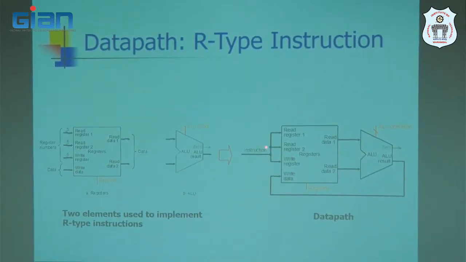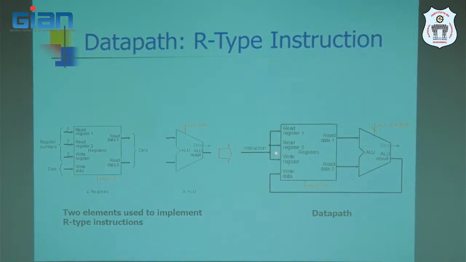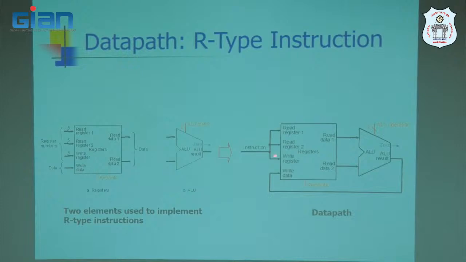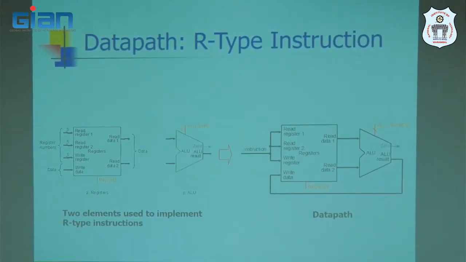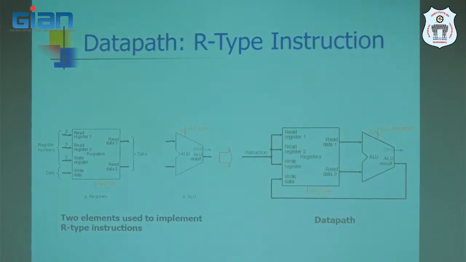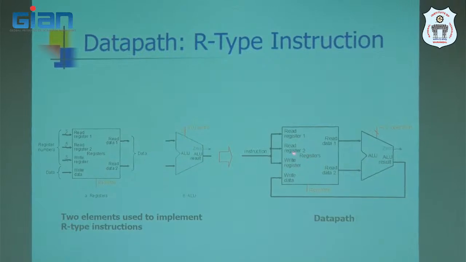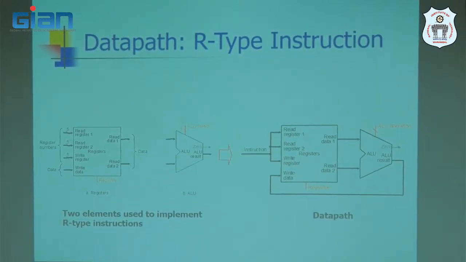Okay? So then this instruction. If you see here, a 32-bit instruction is required. This instruction will indicate the addresses of the three registers. These three register addresses are indicated in the instruction template itself, because here we need to select two registers for reading and one register for writing.